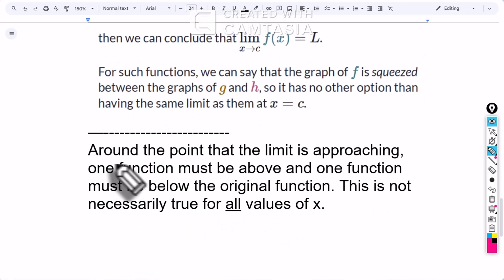So I just wanted to add, around the point that the limit is approaching, one function must be above and one function must be below the original. This is not necessarily true for all values of x. It's only around the point that the limit is approaching.